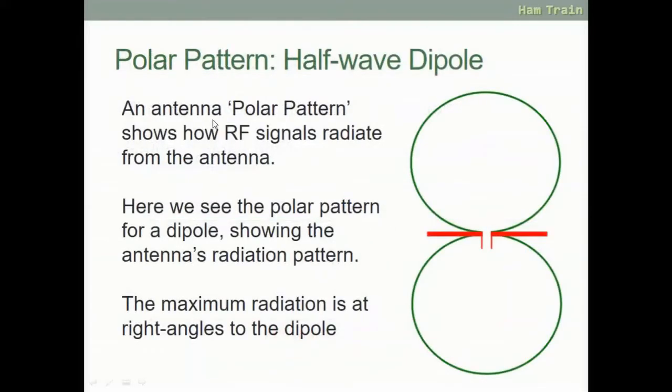When we're looking at antennas, we can draw a pattern of how the antenna radiates. This is a polar pattern, and you can see that where we've got the antenna here, the radiation is radiating equally out of both sides. So the maximum radiation is directly opposite the center of the dipole at 90 degrees. It's the furthest point out.